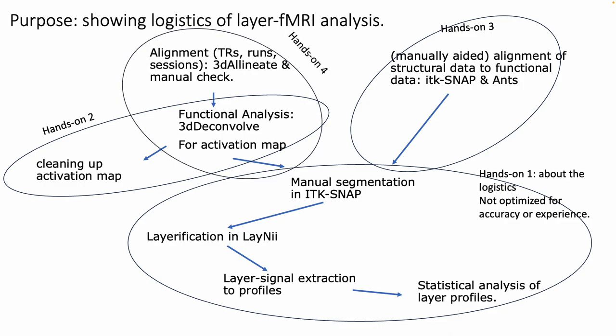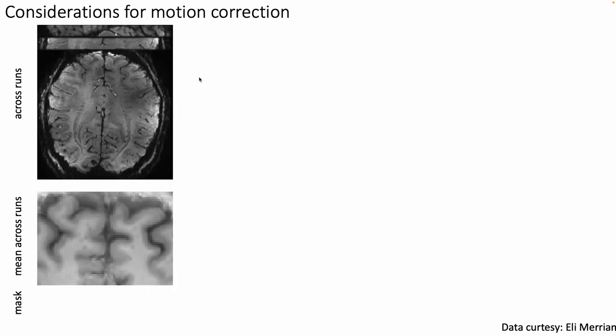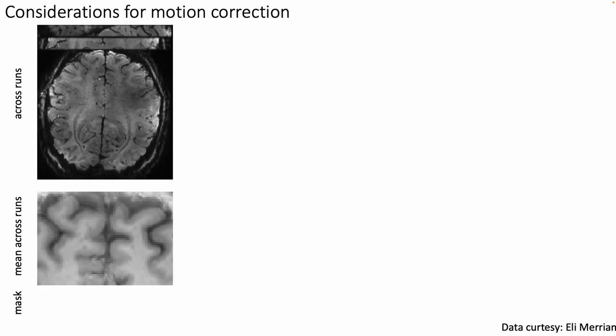And then lastly, we can talk about alignment and motion correction, which I think very often people are super worried about in layer-dependent fMRI. I'm not too worried about it. Maybe I'm just privileged with participants that I can selectively invite, and only have participants that don't move too much.